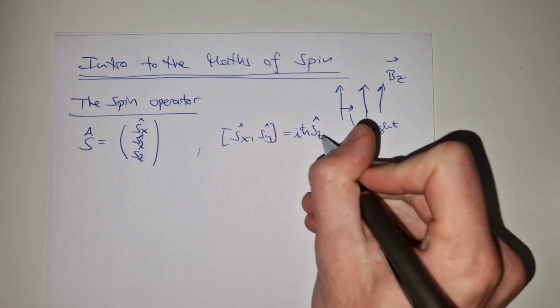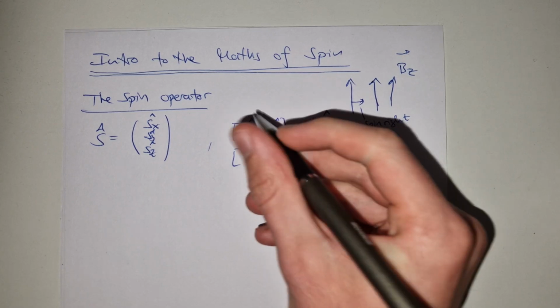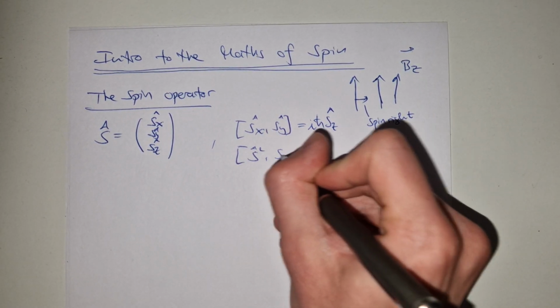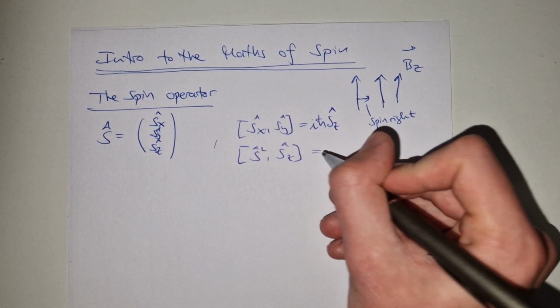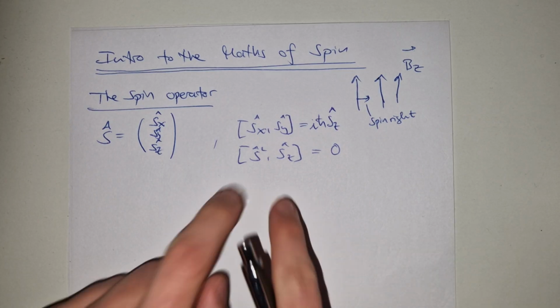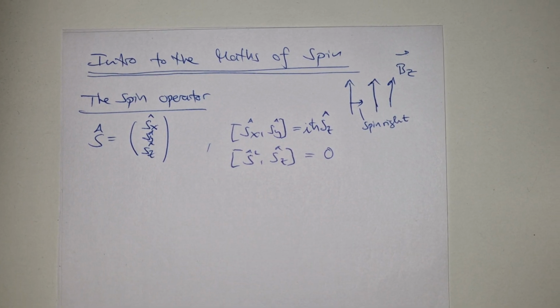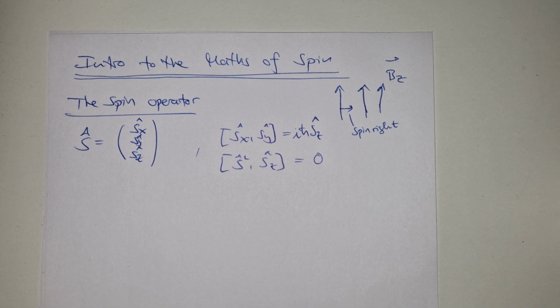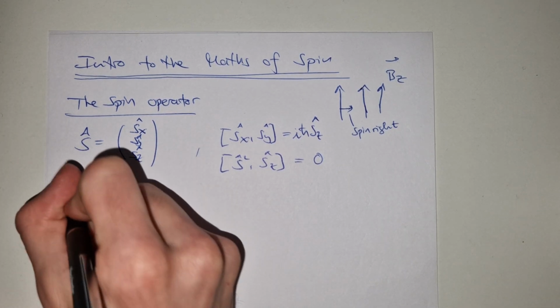Okay, so one more example of a commutator relation would be S squared and Sz, and this commutator actually is zero, so these two operators do commute, which means that we can simultaneously, with arbitrary accuracy, measure S squared and the Z component of the spin vector. There are many more commutator relations which then tell us what can be measured at the same time. But let's now talk about the Pauli matrices.